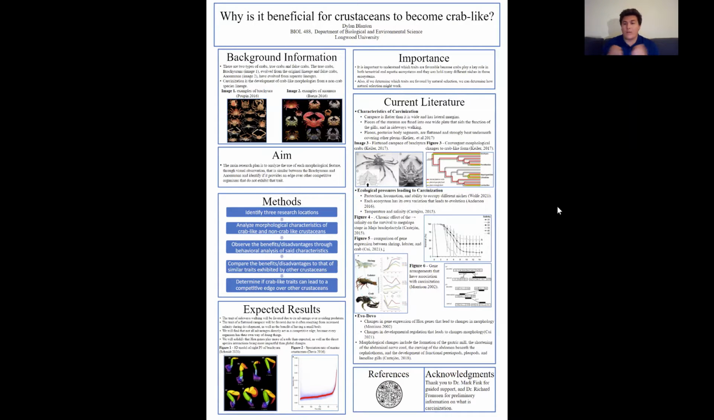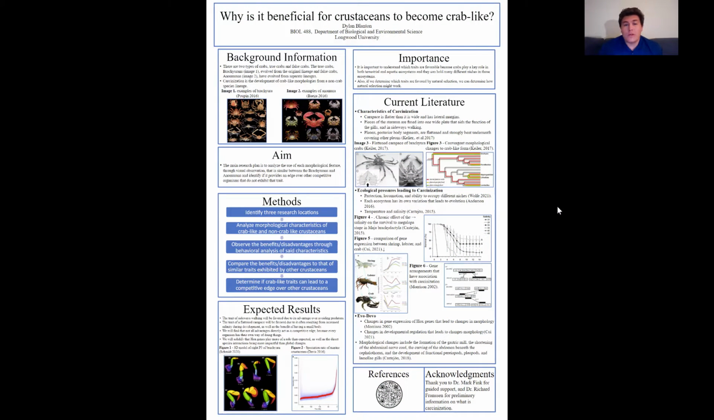So kind of like a battle of the why are so many organisms all of a sudden becoming crabs? Because it's a fascinating question of why do organisms that were not originally a crab become a crab? And that's essentially what we're trying to dive into.